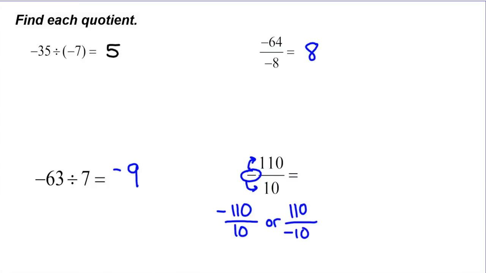It can go with the numerator or the denominator, or the top number or the bottom number. Either way, it's going to end up being a negative because the signs are different. So it really doesn't change how we answer this. 110 divided by 10 is 11, and the signs are different, so that's going to be negative 11. And that's dividing with integers, pretty straightforward.